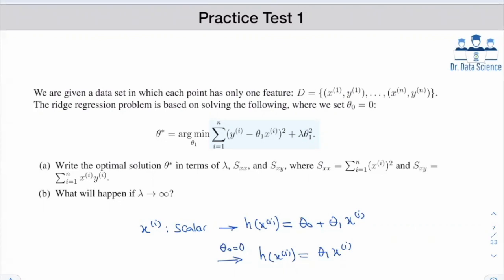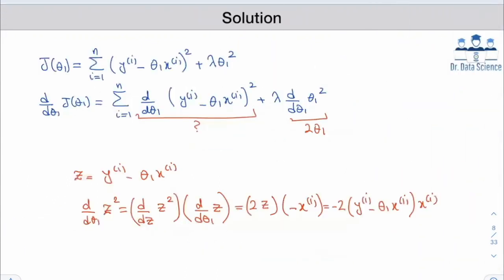So here the path that we take is as follows. We have a problem where we want to minimize a function. The function only has one variable, which is theta 1. Based on what we learned from calculus, we can use the first derivative test, meaning find the derivative of this objective function and set it equal to 0. So let's do this step by step.